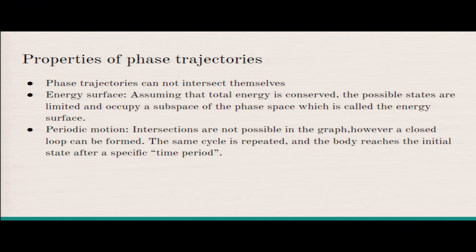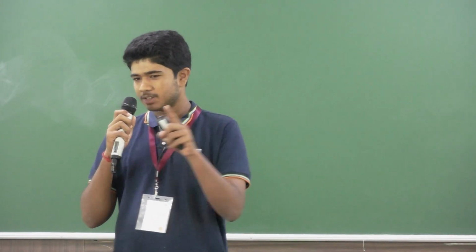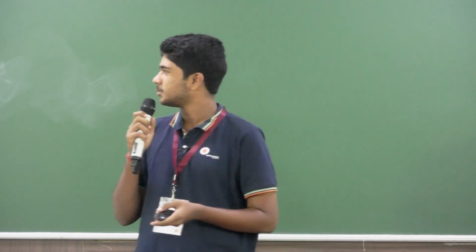Now phase trajectories must obey a few properties. The first and very important property is that they cannot intersect themselves. This is due to the fact that phase trajectories are time independent, and we can take any point on the curve to be its initial starting point. But if a body is allowed to intersect its own phase trajectory, it would mean that at that point there are two possible paths for it to follow, which is clearly not possible.